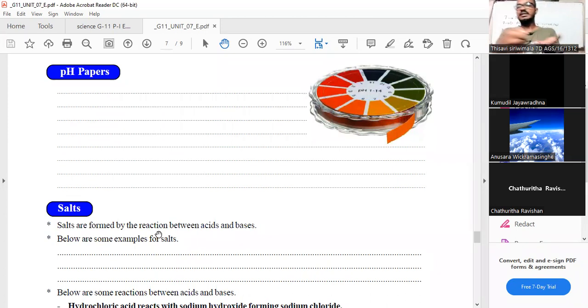You can dip that paper in a particular liquid. Then you have to match the color with the scale. Here also, with the reel, you have to tear off a piece and put it into the particular liquid, right? Then match the color with the color code. So that's how you perform the pH test, right?